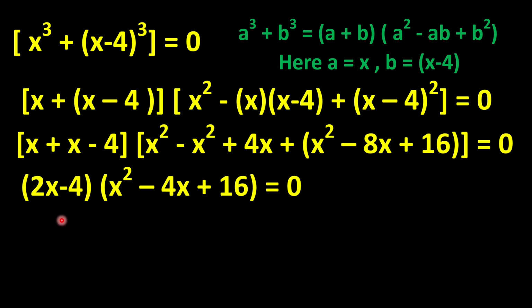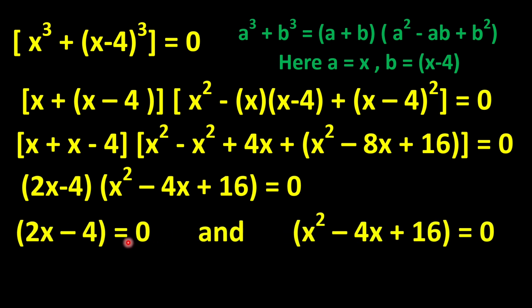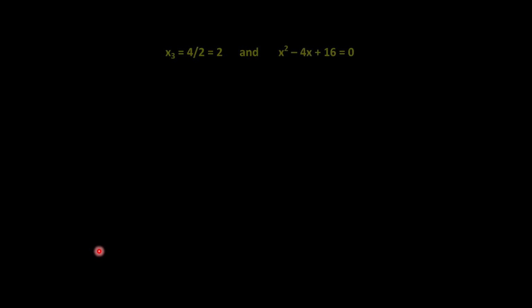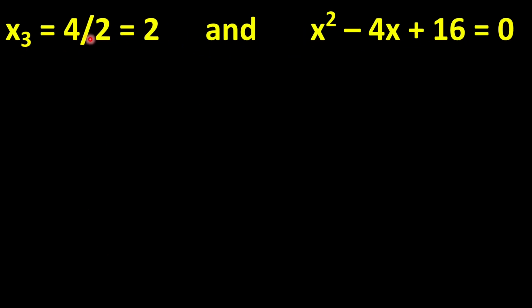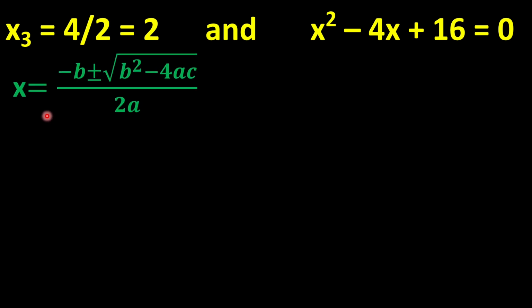And now we will compare these two values with 0, that is 2x minus 4 equal to 0, and x squared minus 4x plus 16 equal to 0. So here 2x equal to 4, and then x equal to 4 divided by 2, which is equal to 2. So this is the third value of x, which is equal to 2.